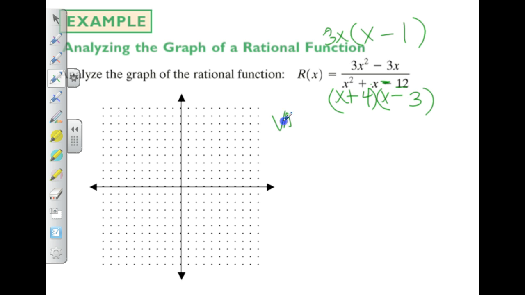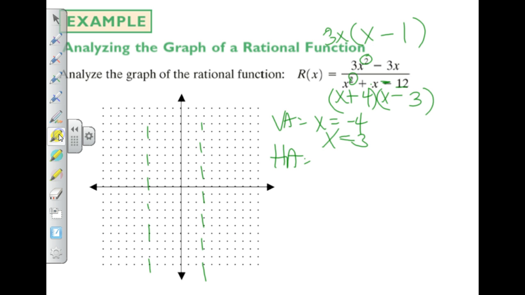So I'm going to say the vertical asymptotes come from the denominator: x equals -4 and x equals 3. So I'll graph -4 and 3. The HA, since the degree of the numerator is equal to the degree of the denominator, I look at the coefficients out front, a over b. And in this case, it's going to be y equals 3 over 1. So that's y equals 3.